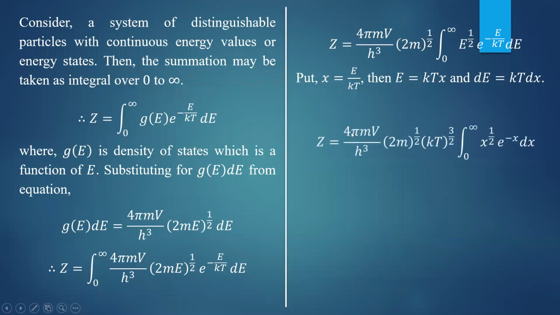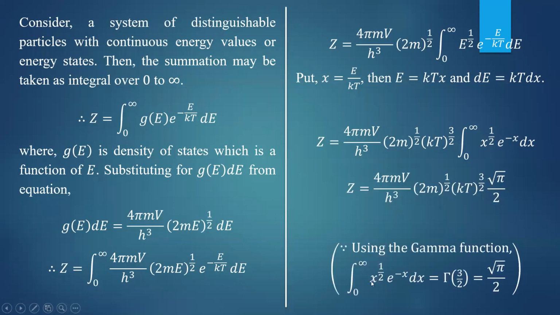So therefore, you will get 4 pi mv divided by h cube, 2m to the power half. Here kt to the power half is there. In place of dE, if you put kt into dx, you will get kt to the power 3 by 2. If you take kt outside, kt to the power 3 by 2 you will get. Inside the integration, you will get x to the power half into e to the power minus x into dx. And this resembles the gamma function. In mathematics, you might have studied the gamma function. That is having a particular value. So this integral is called the gamma function.